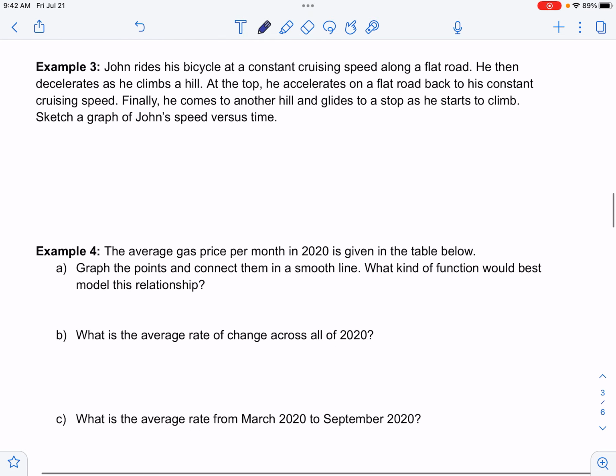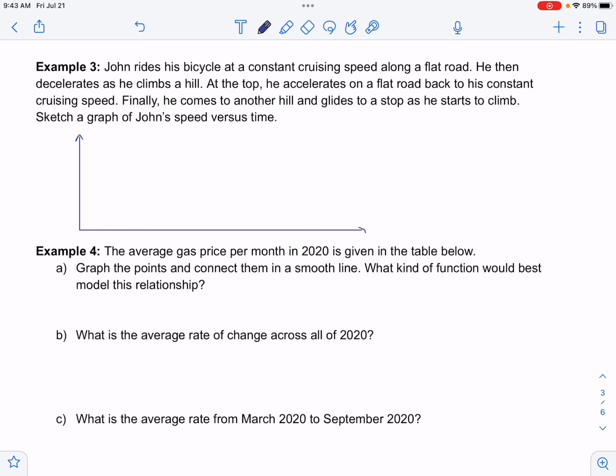Another one here. John rides his bicycle at a constant cruising speed along a flat road. He then decelerates as he climbs the hill. At the top, he accelerates on a flat road back to his constant cruising speed. Finally, he comes to another hill and glides to a stop as he starts to climb. Sketch a graph of John's speed versus time. So the speed here will be our y-axis. The amount of time that has elapsed is going to be our x-axis.